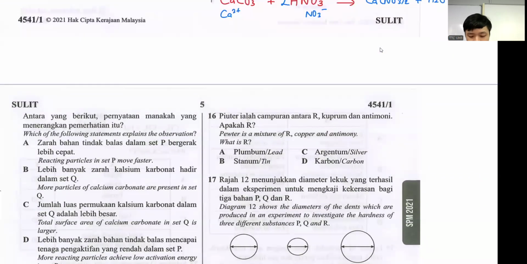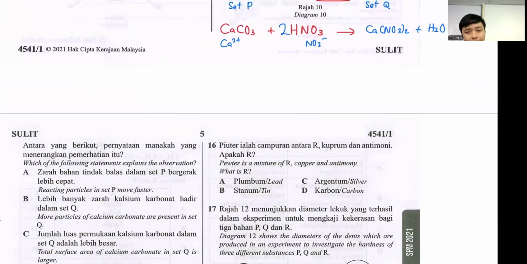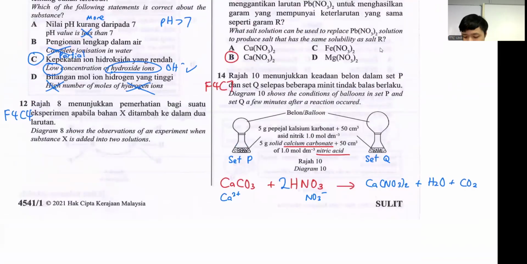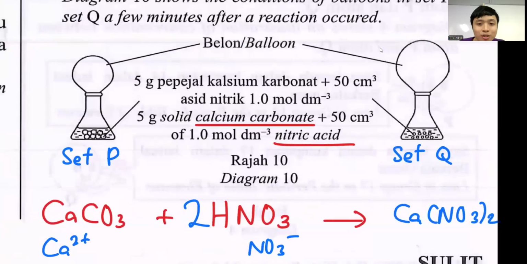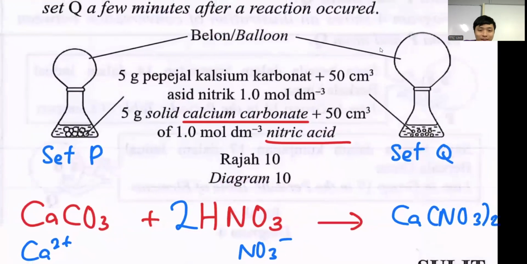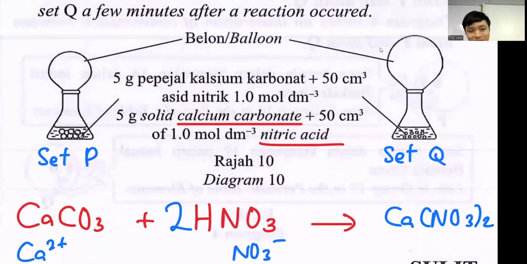Okay, so which of the following statements explain the observations? Reactive particles in set P move faster. Okay, so you see, which one? It means you have to see what is the difference between these two diagrams. Of course it's size. Even though it's quite small, hope you can see. So the matter is size. Which one size bigger? P. P size big. Q small size.